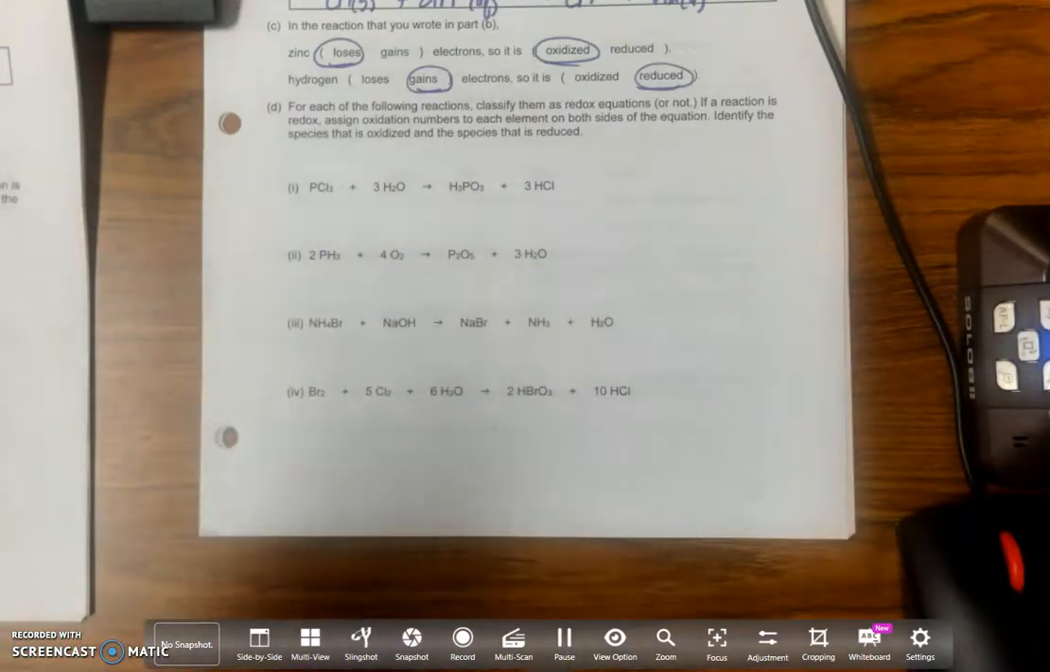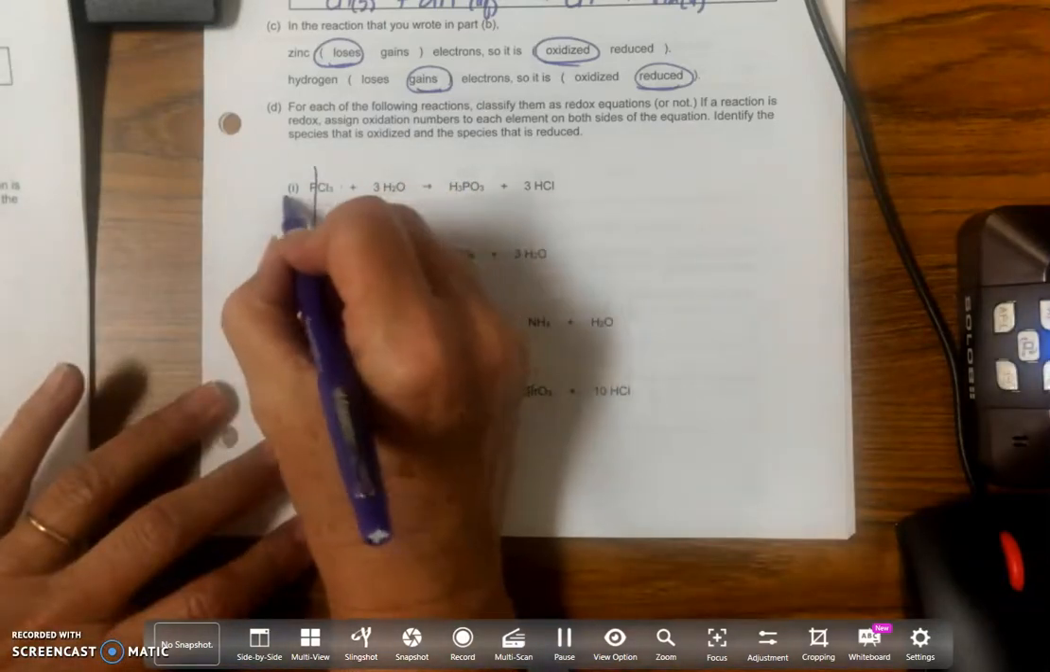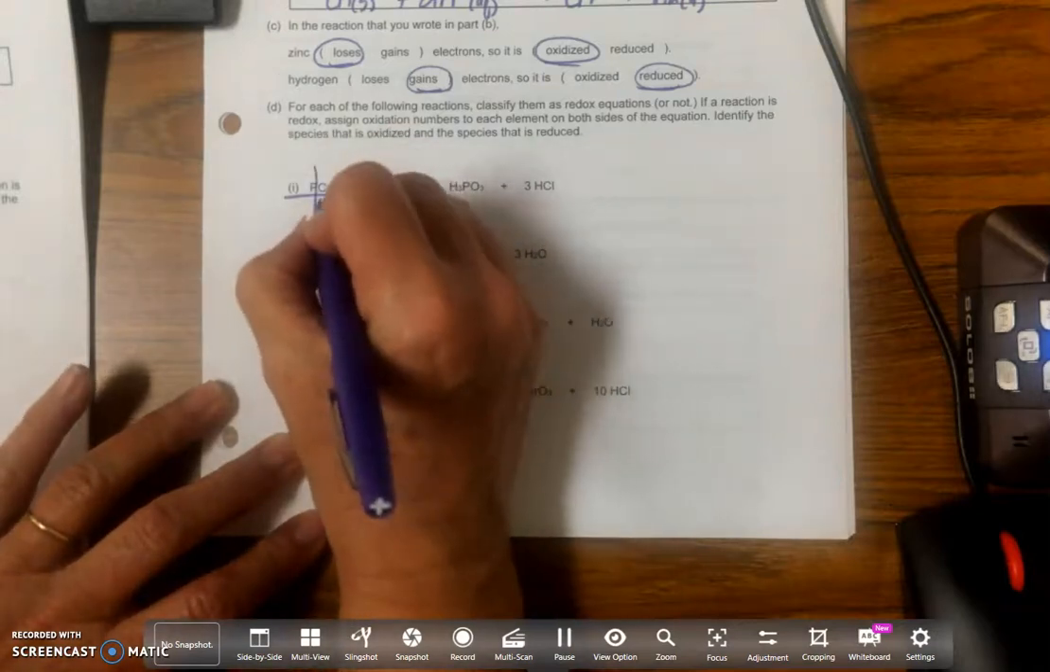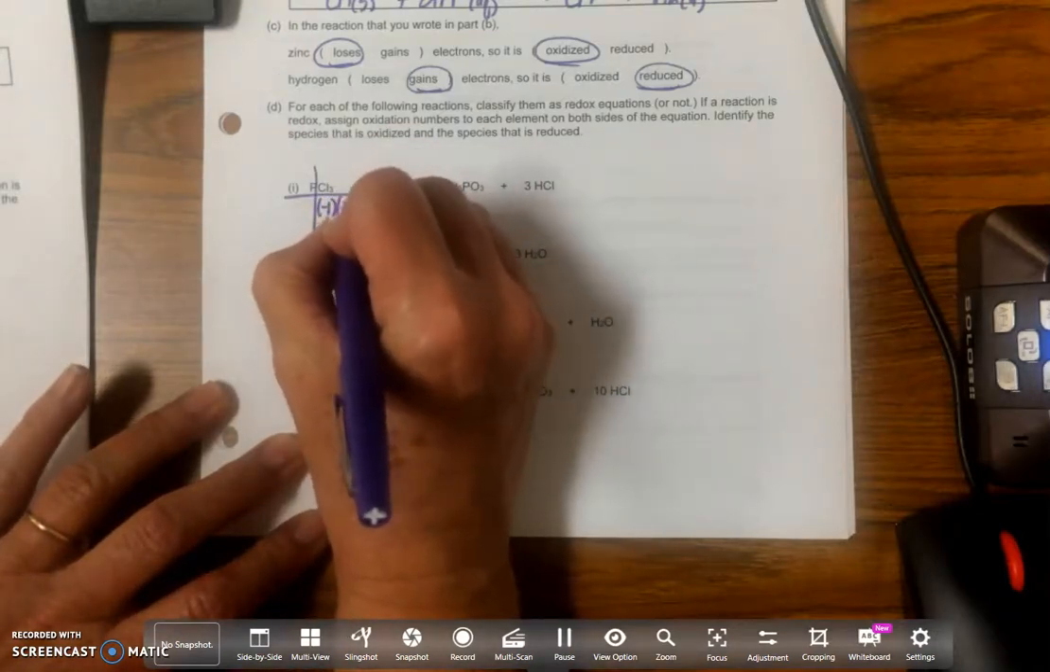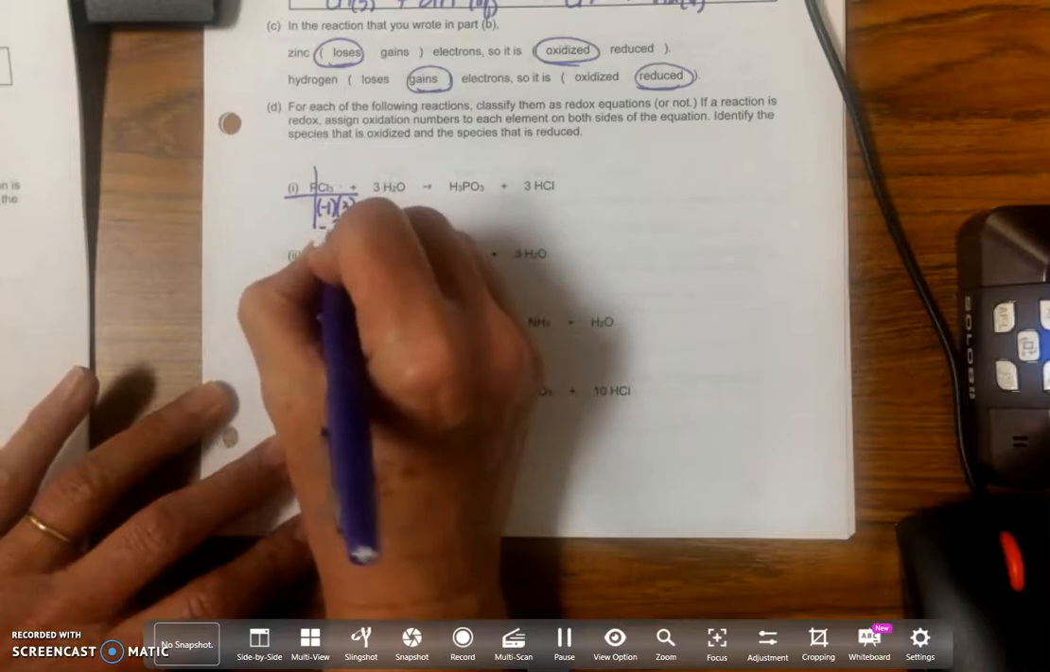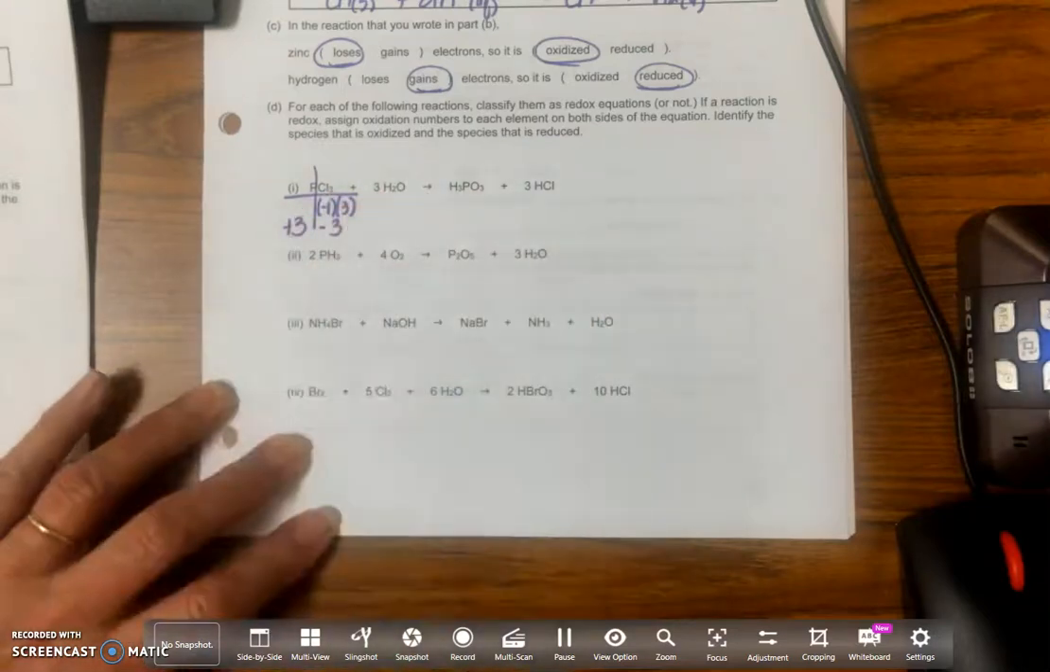Remember some of the rules. Elements are 0. Halogens are usually -1. Hydrogen is usually +1. And oxygen is usually -2. Not always, but usually. So start with those elements and then work from there. So halogens are usually -1, but I've got 3 of them. So this is a -3. So phosphorus has to be a +3.